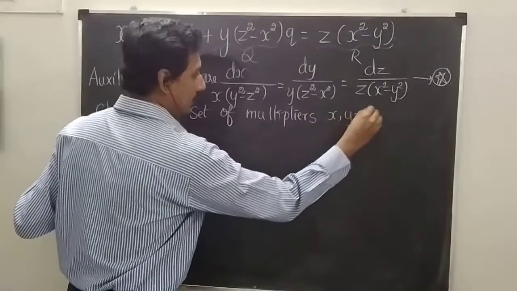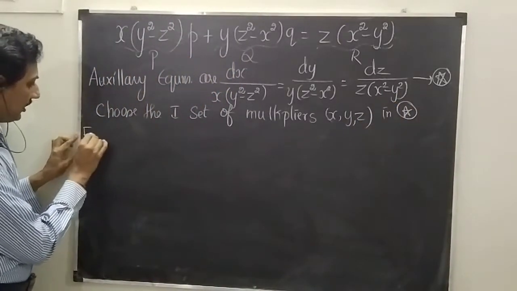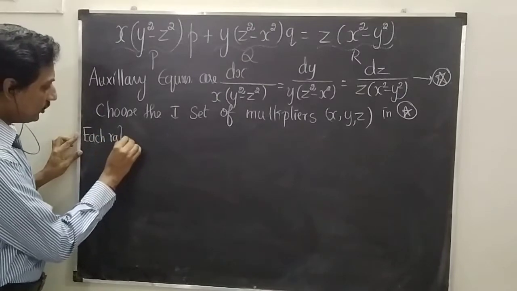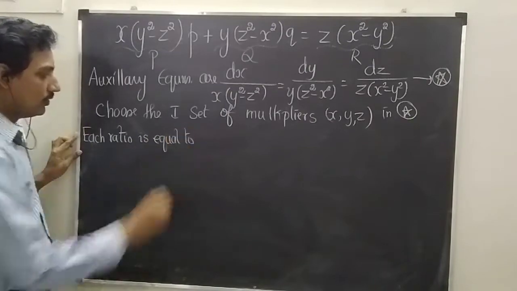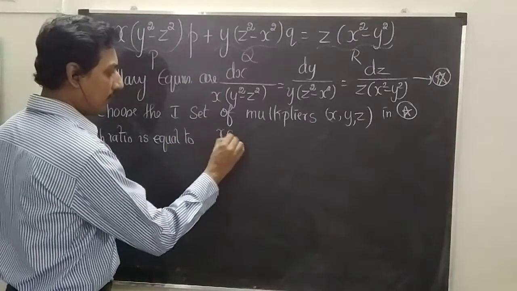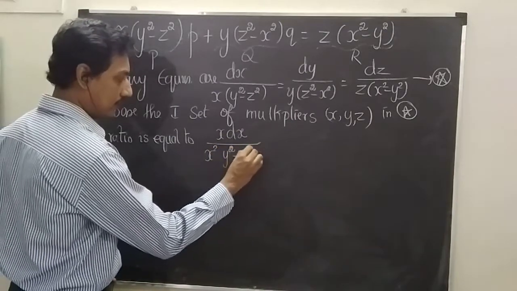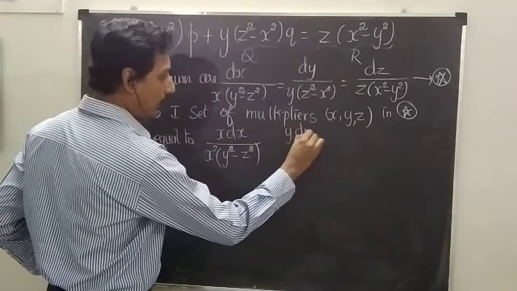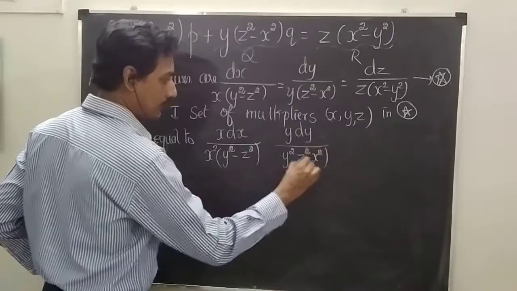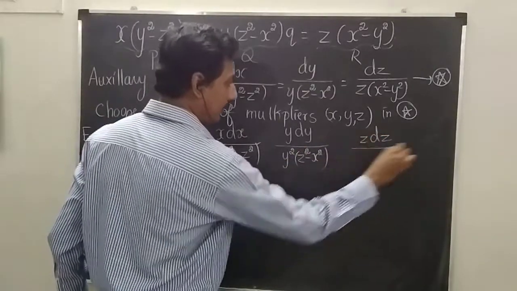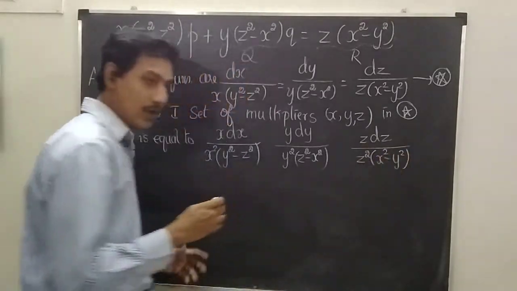In the auxiliary equation, each ratio is equal to, once again, this is the ratios concept. Let us multiply x with the numerator of the first ratio. The numerator becomes x squared into y squared minus z squared. When you multiply the middle one with y, the numerator becomes y squared into z squared minus x squared. When you multiply the third ratio with z, I am getting z squared into x squared minus y squared. Now the denominators are of equal degree.